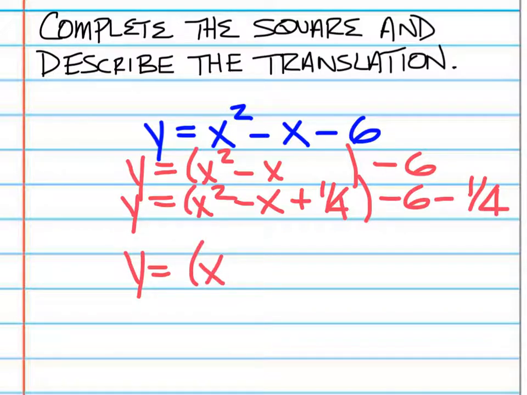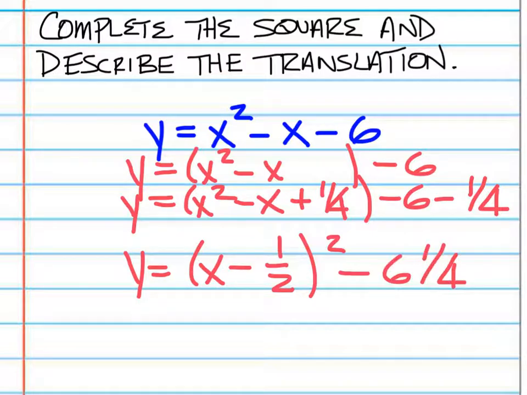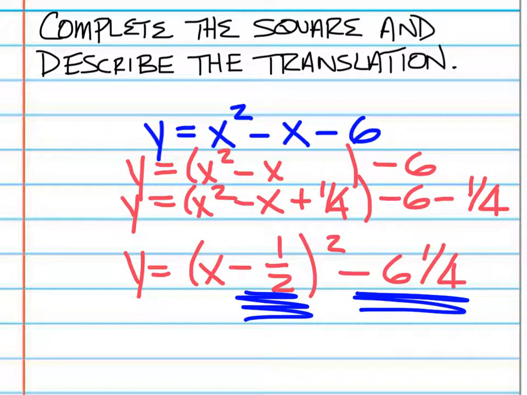So x, the sign from the middle, half of the middle term, and simplify on the outside. And you could have had decimals. It means the same thing. Left, you have to go left 1/2 and down 6 1/4.